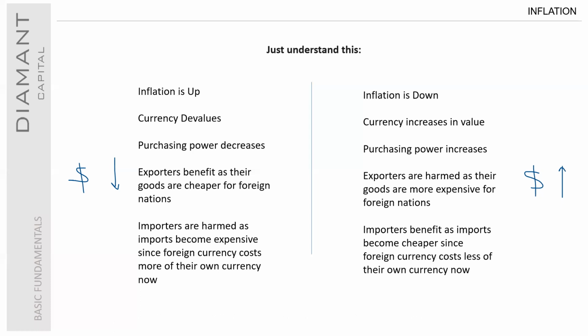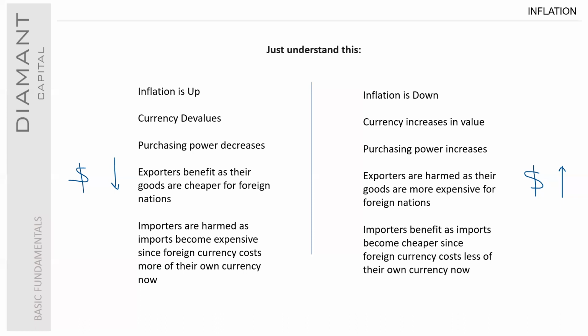When deflation is occurring, exports are harmed since our goods are more expensive for foreign nations. And like we said, we become less competitive because other nations can provide cheaper goods for international economies. However, our imports become cheaper. So you've got to weigh up these two factors, and every economy will have to weigh these two factors up and see which works for them.